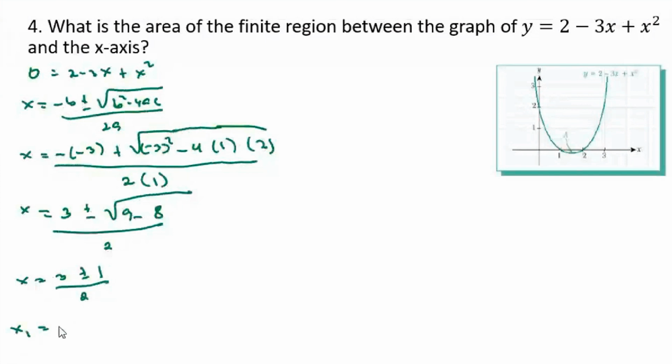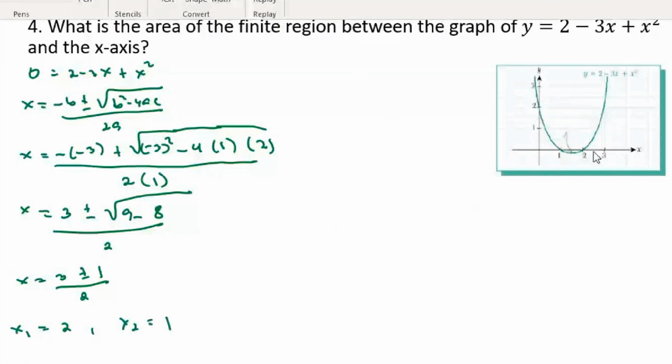4 divided by 2 is 2. Now for x sub 2, we have 3 minus 1 is 2, and 2 divided by 2 is 1. Therefore, the values now of our boundaries are 1 and 2. So after knowing the value of the limits, we are now going to write the formula. But before that, let us analyze first the graph.